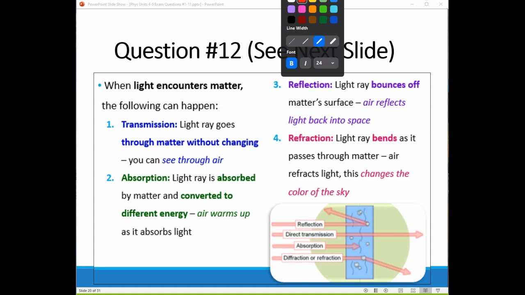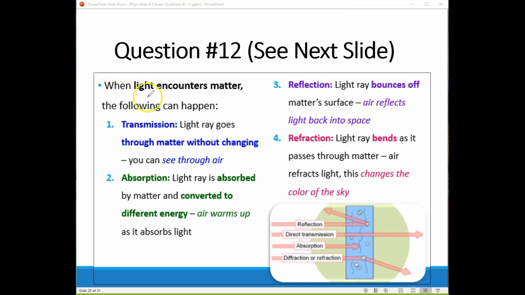All right, so taking a look at question number 12, some background information that you need to remember is that there are 4 ways in which we learned how light can interact with matter. The first is transmission, where the light just goes through the matter without changing. You can see an example of that right there. That's how you can see through things like air or glass.